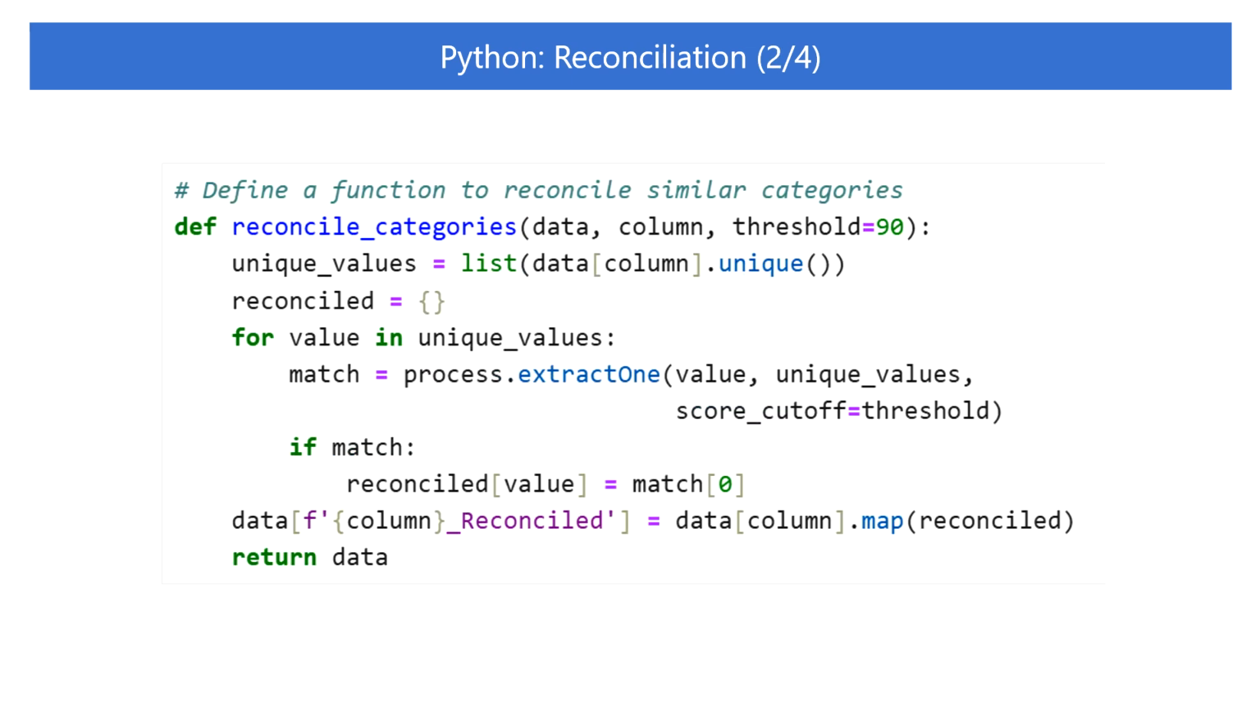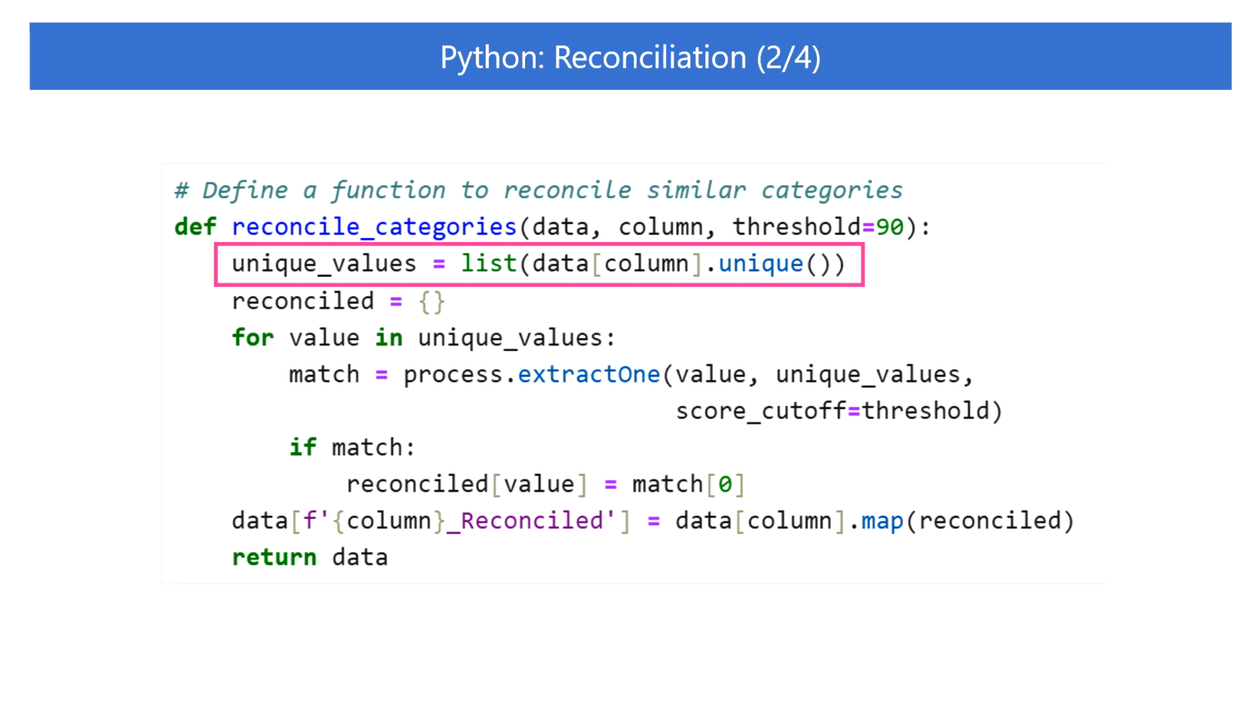Next, let's define a function that reconciles categories. Here, let's name the function reconcile_categories. This function reconciles similar categories in a specified column of the data frame. So, the first and the second argument are the data frame and the column, respectively. The third argument is threshold, which is a numeric value between 0 and 100. This argument sets the minimum similarity score for matching strings, and its default is 90.